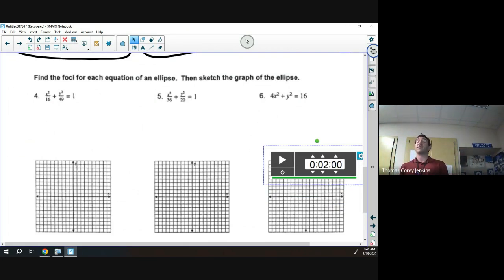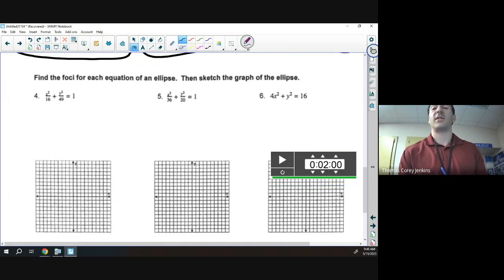It also wants us to find the foci, the focus for each one. And I apologize about these super tiny graphs. I need to probably fix that, but just do your best with them, okay? All right, so here goes.